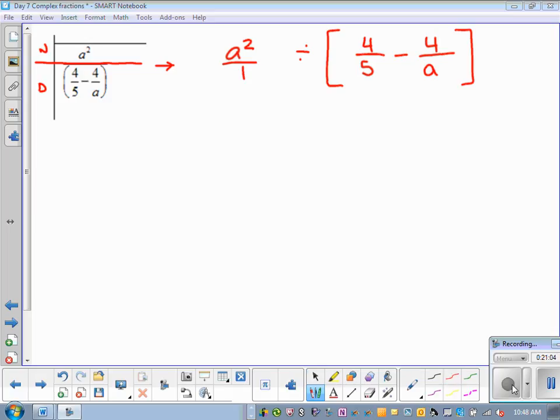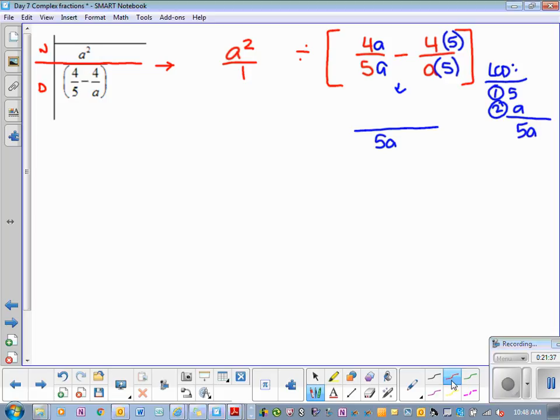Maybe 5 times a. Your LCD is 5a. So fraction 1 needs an a to look like the LCD, and the other one needs a 5. So that would be 4a minus 20 over 5a. What's 4 times 5? 20. Over 5a, just 5a, right? That's why you get them to have the same denominator. So you just write that one time.